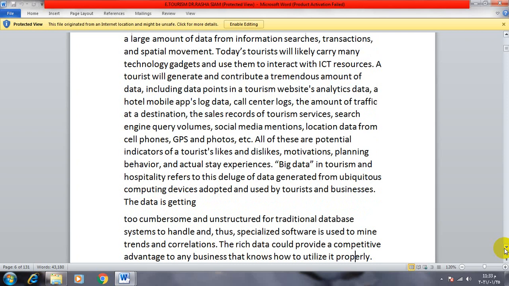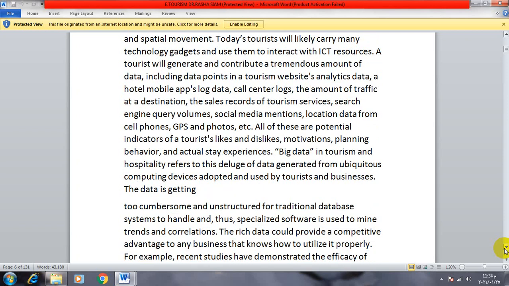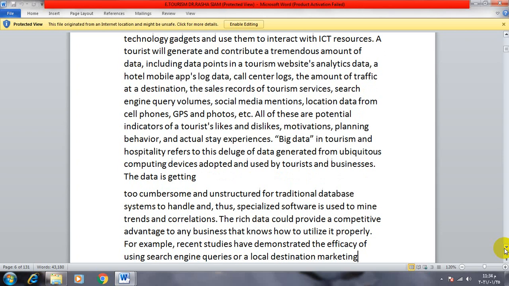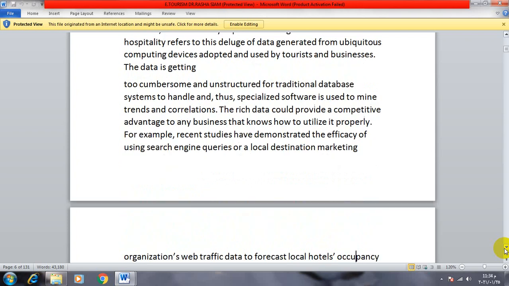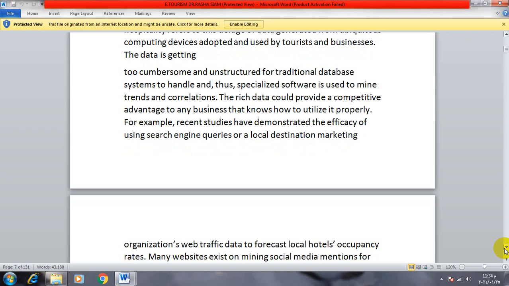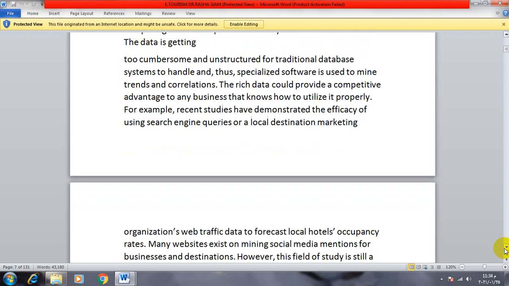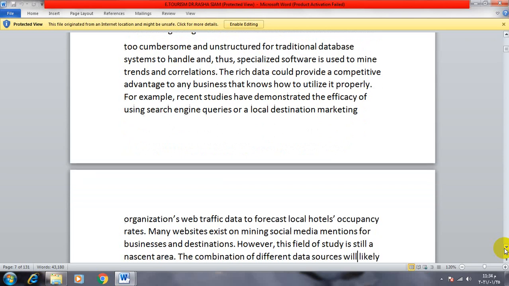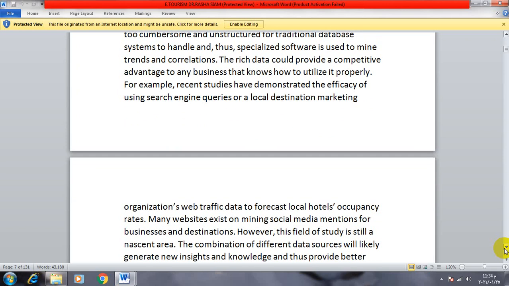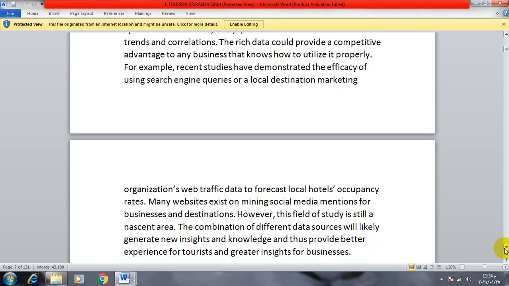The rich data could provide a competitive advantage to any business that knows how to utilize it properly. For example, recent studies have demonstrated the efficacy of using search engine queries or a local destination marketing organization's web traffic data to forecast local hotels' occupancy rates. Many websites exist on mining social media mentions for business and destination. However, this field of study is still a nascent area. The combination of different data sources will likely generate new insights and knowledge, and thus provide better experience for tourists and greater insights for business.